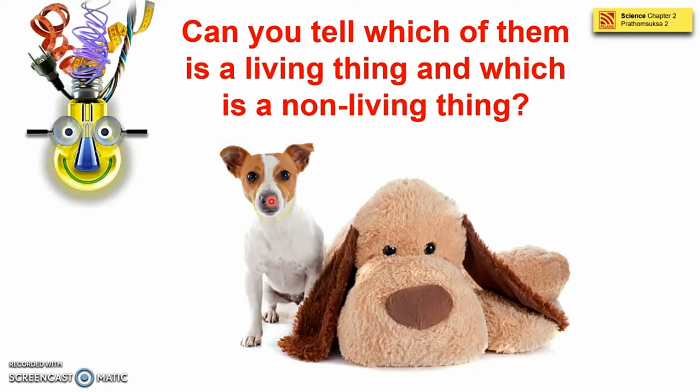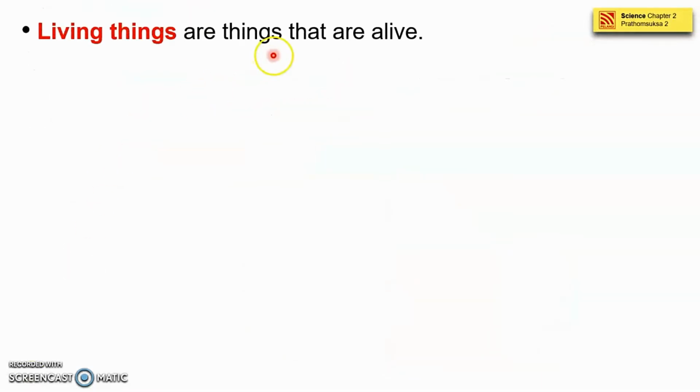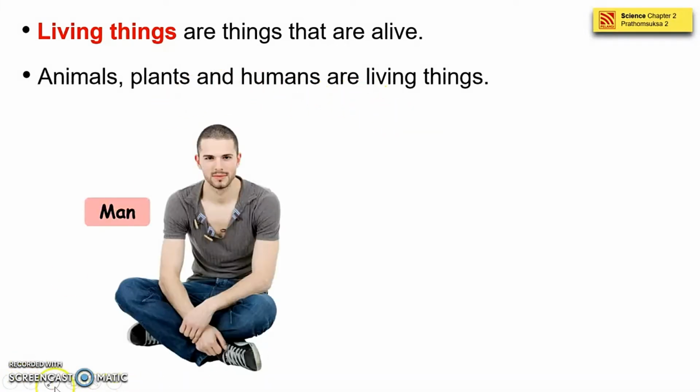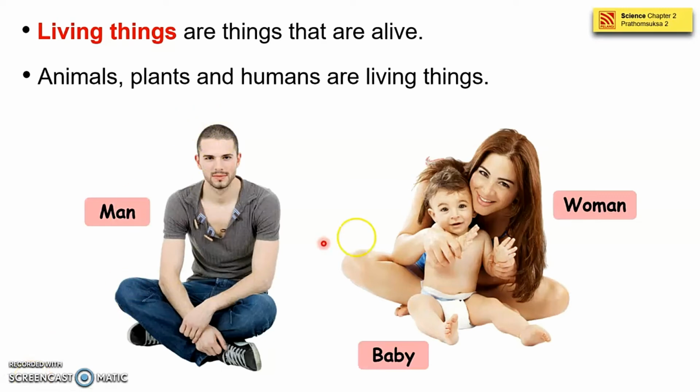So the best example here is, okay, this is a living thing and this is a non-living thing. Why? Because a dog is a living thing, and this one, a toy puppy or dog, doesn't have life. So living things are things that are alive. Animals, plants, and humans are living things. Like this, a man, a baby, and a woman are living things. So all human beings, plants, and animals are living things.